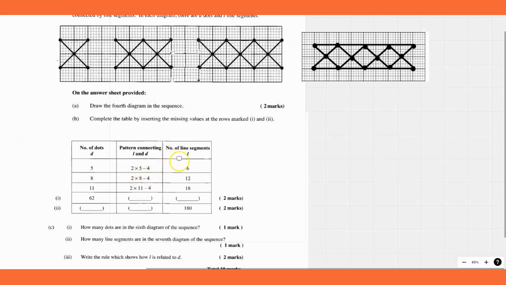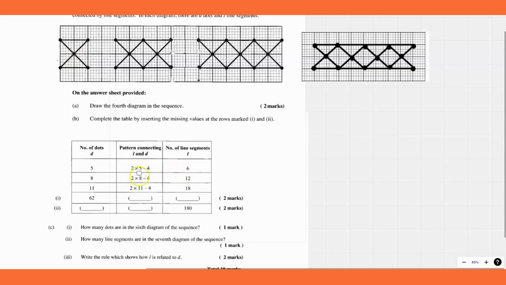And the third column here, we have the number of line segments. So if we count the dots in the first figure here, we see that there are 5 dots, and the line segments there is 6. A segment would be between points. So this would be 1 line segment, that would be 2. This is classed as 1 line segment as well. So in total we have 6 line segments.